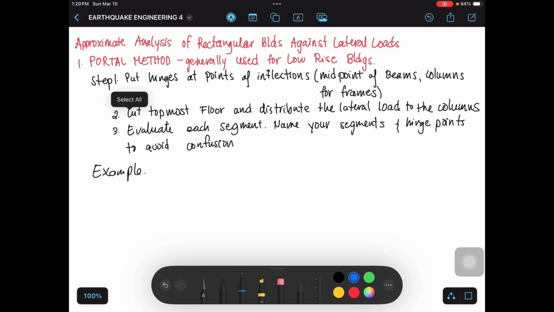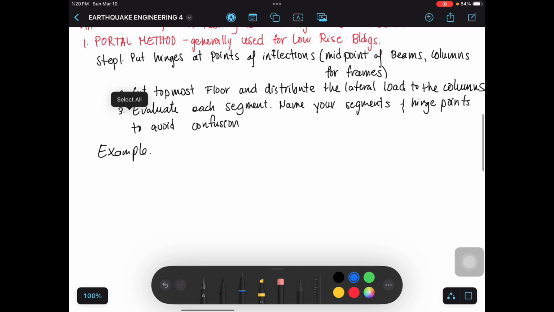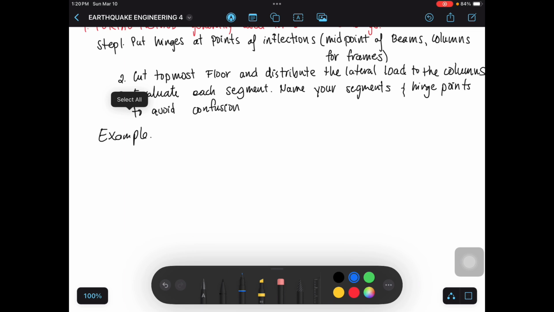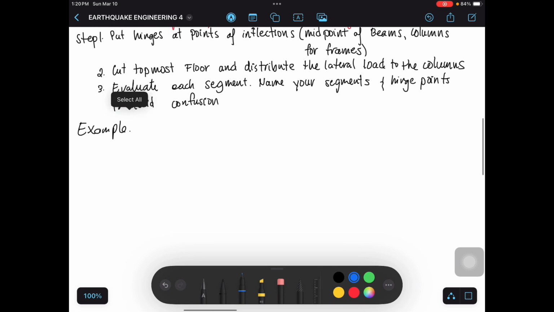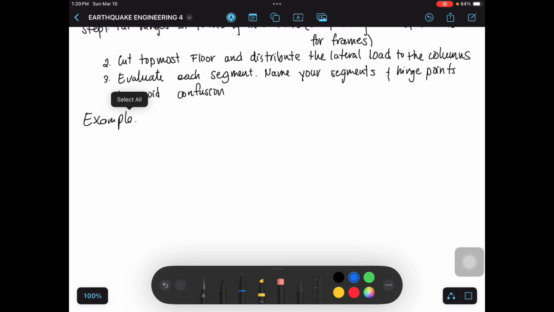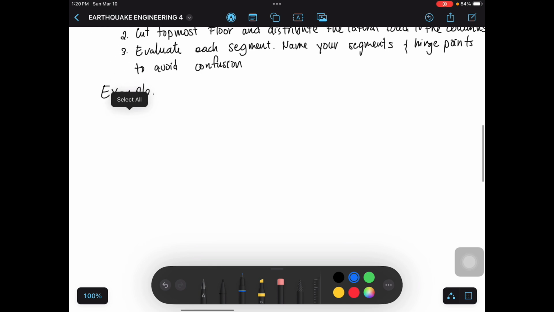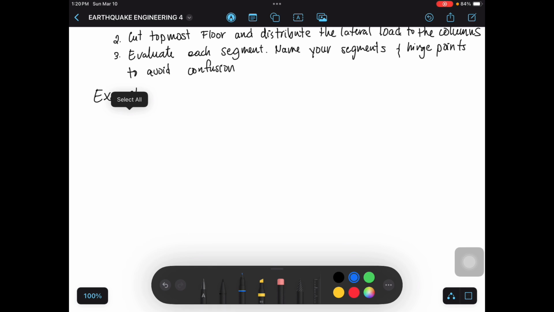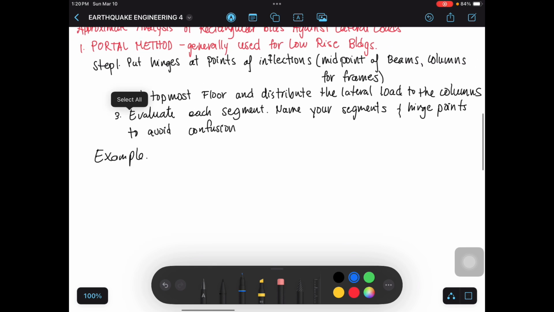So these points are the midpoints of beams and columns kung frame ang iyong structure. Then next, you cut the topmost floor and distribute the lateral load to the columns. Next, evaluate each segment. Then you can name each segment and each hinge point para ma-avoid yung confusion. So let's have an example.